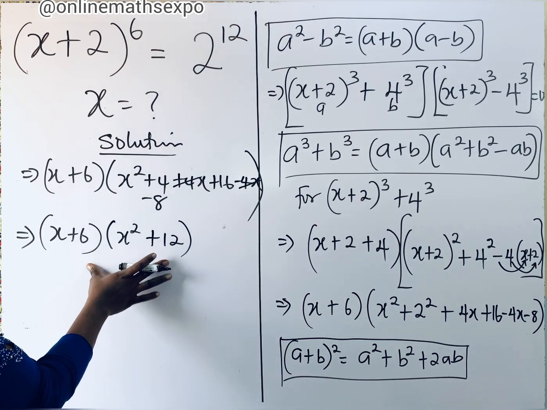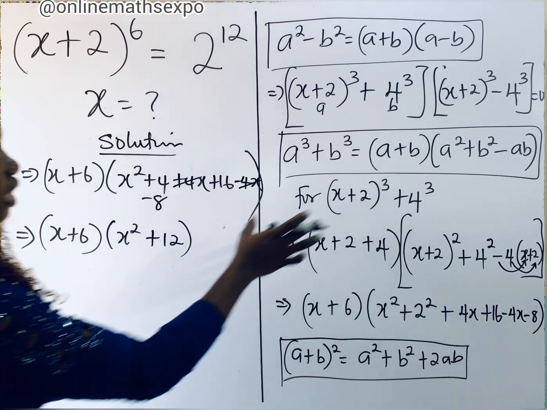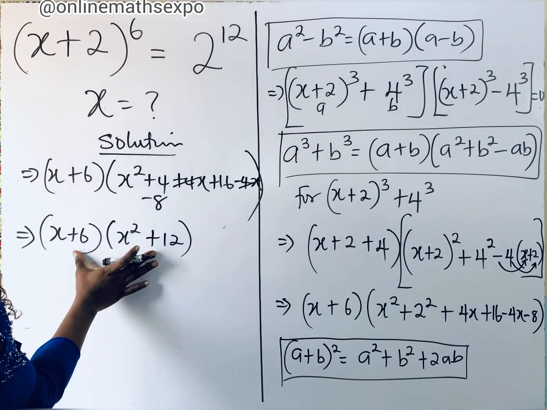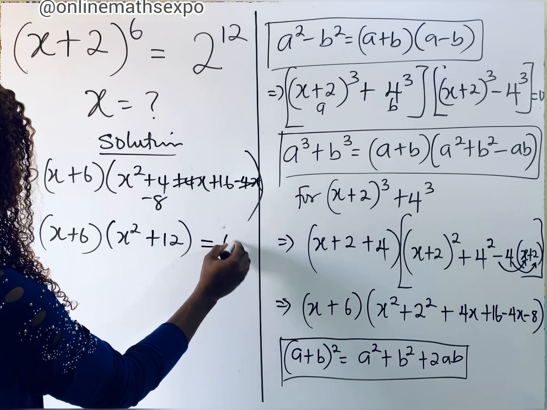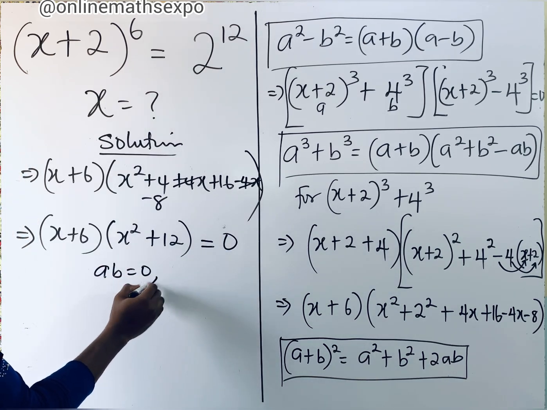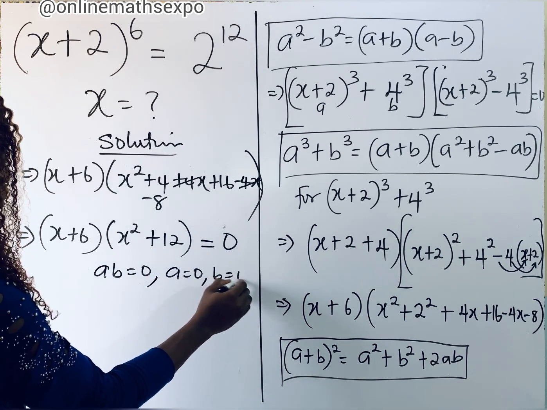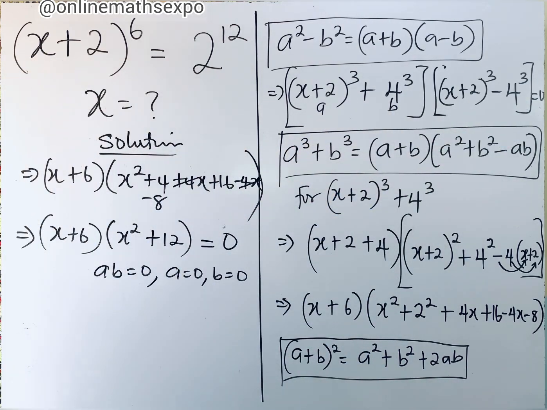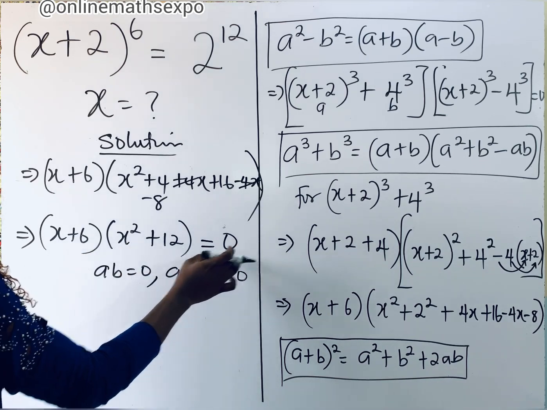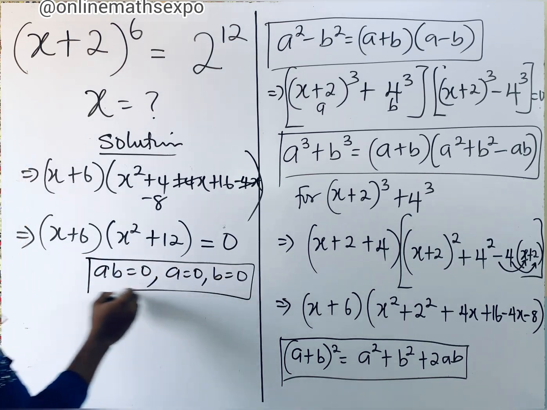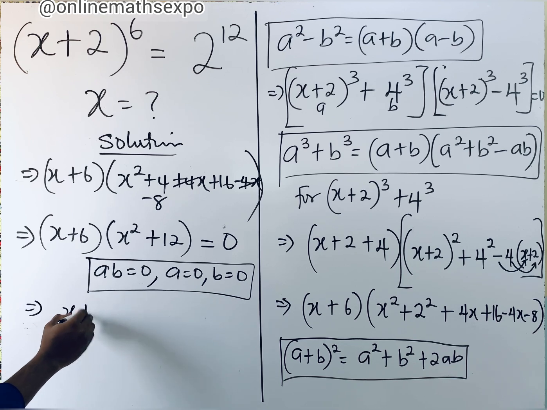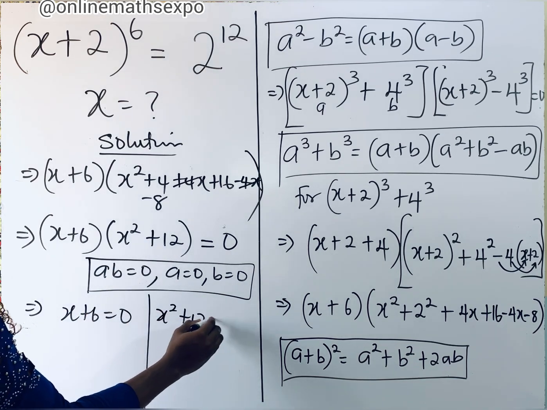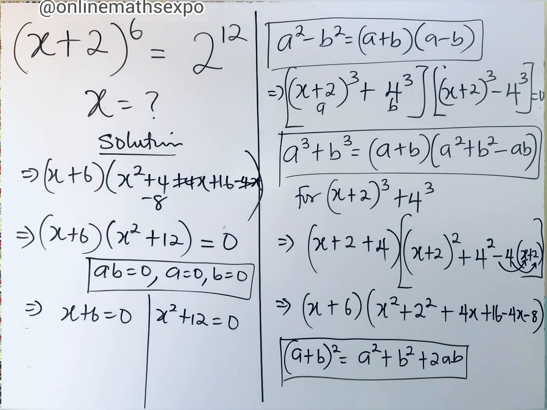Now this is for this, and remember that at this point we said the whole of this is equal to 0. So for this, we are going to have this will be equal to 0, because if AB is equal to 0, A will be equal to 0 or B will be equal to 0. So either of these two is equal to 0. I hope you've not forgotten. So in that case, we keep solving to now have x plus 6 is equal to 0, or x squared plus 12 is equal to 0. Amazing. Now we have it.